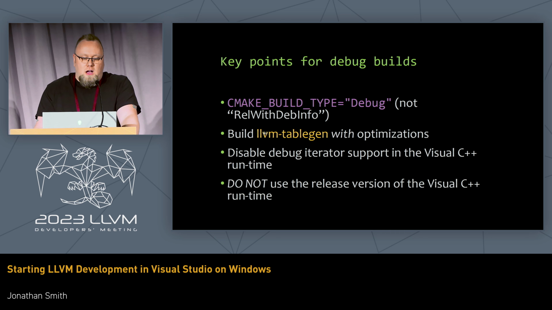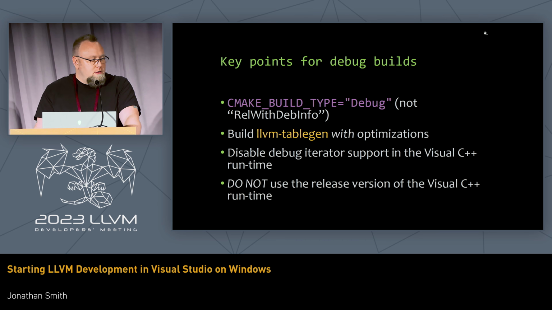So LLVM TableGen, build that with optimizations. I'm pretty sure I have it in here. There is a CMake variable to do this where it will build it with O2 natively, regardless of if everything else is set to O0. If you don't build an optimized TableGen, you'll be sitting there for about twice as long as you normally would. It is amazing how much time TableGen takes up for generating all of its tables.